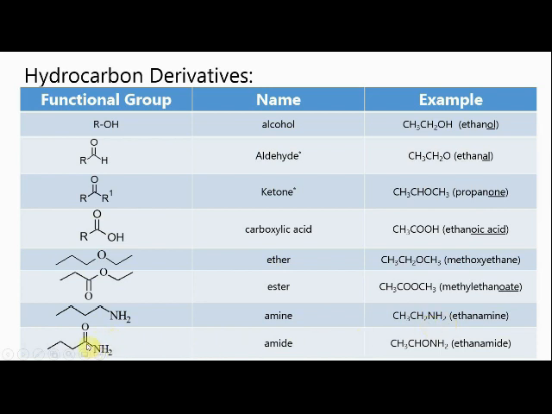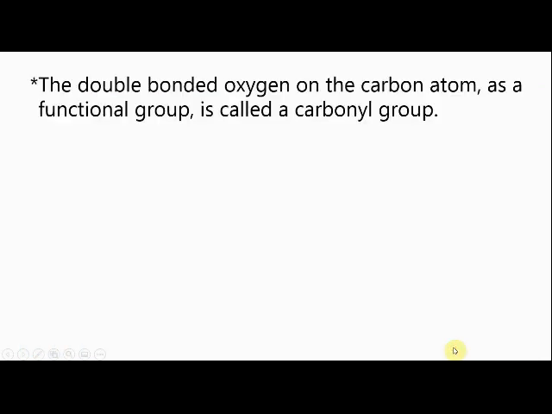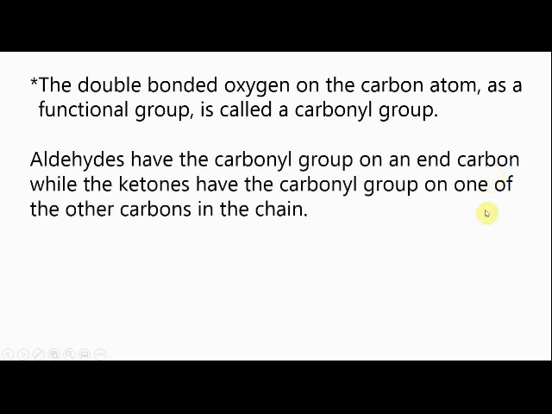When the carbon next to the nitrogen has a double bonded oxygen on it as well, then it becomes an amide. This one here would be called ethanamide. The double bonded oxygen on the carbon atom as a functional group is called the carbonyl group. Aldehydes and ketones have the carbonyl group. Aldehydes have the carbonyl on the end carbon, and ketones have it on a carbon somewhere in the middle of the chain.